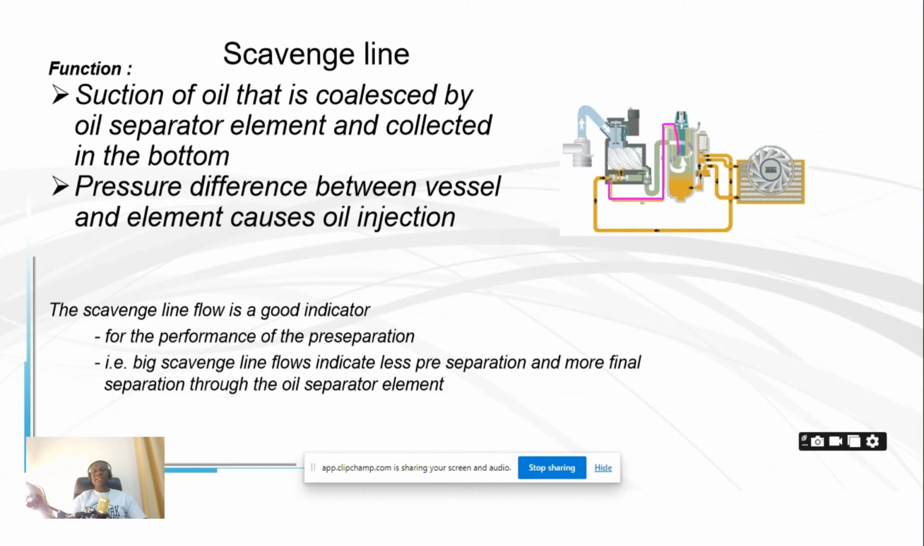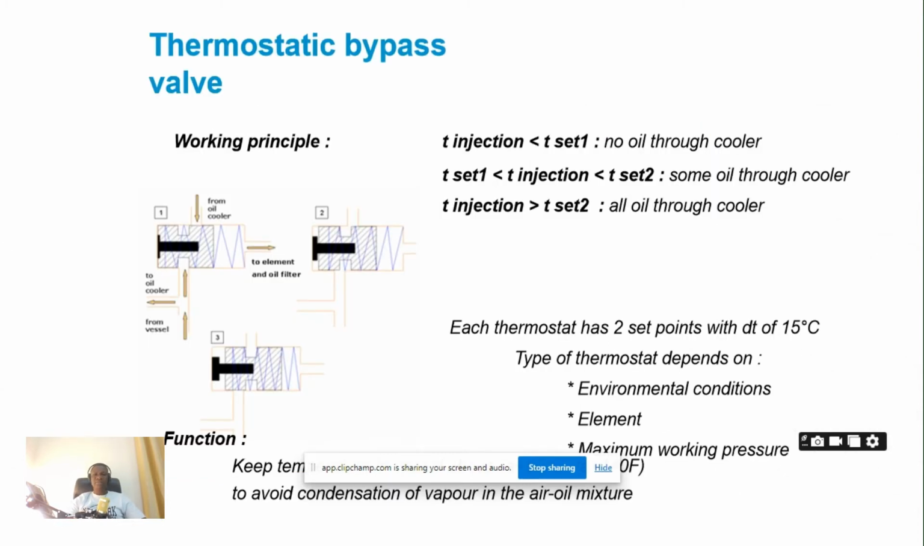Okay, next is the scavenge line. I've already explained. See, it's colored pink to differentiate it from the rest of the oil system. It simply sucks through a suction pressure that's created as this screw rotates. So this prevents oil from gathering here and going out with the air. That is simply what the scavenge line does.